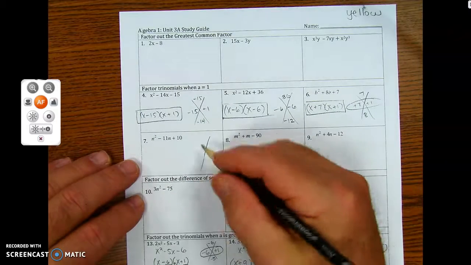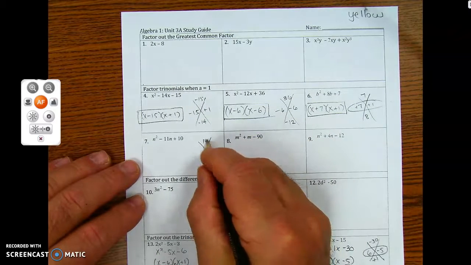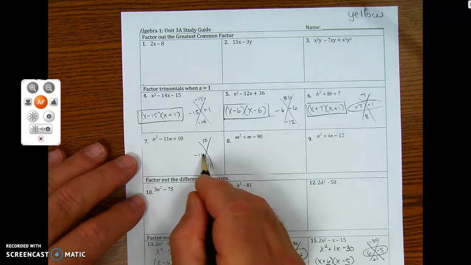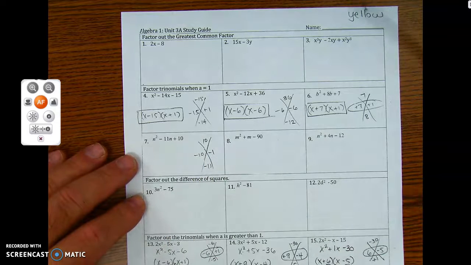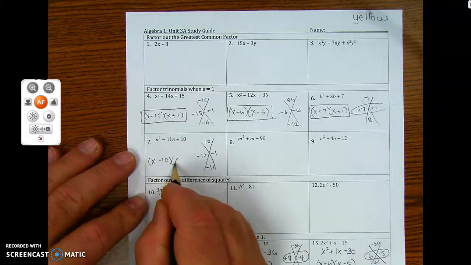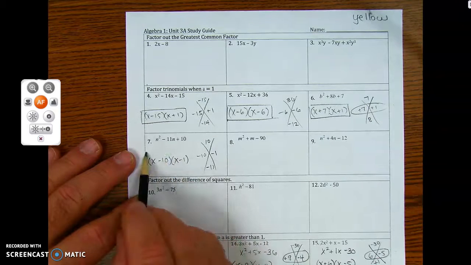All right. 10 and negative 11. It'll be negative 10 and negative 1. X minus 10 times x minus 1.